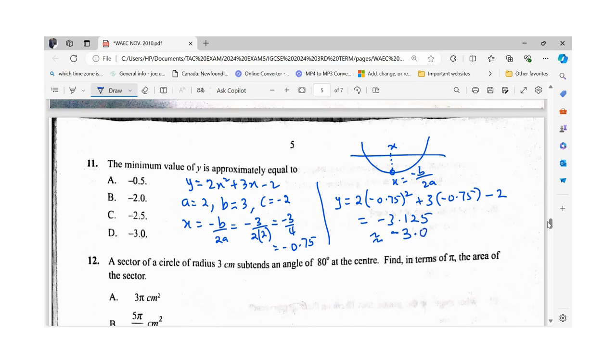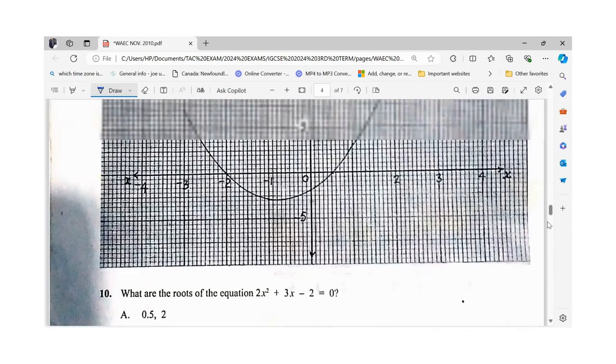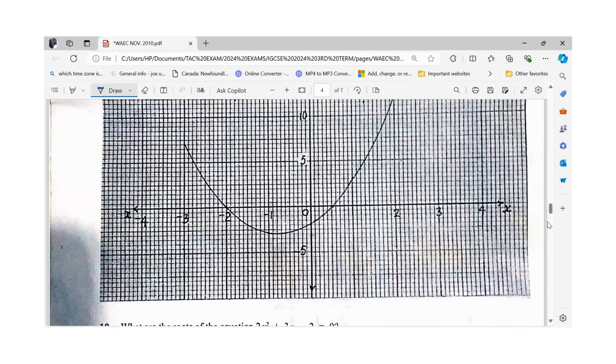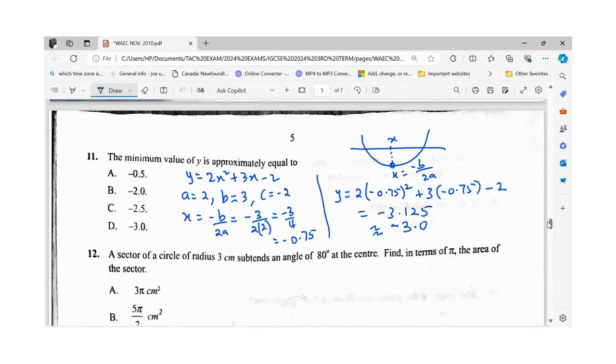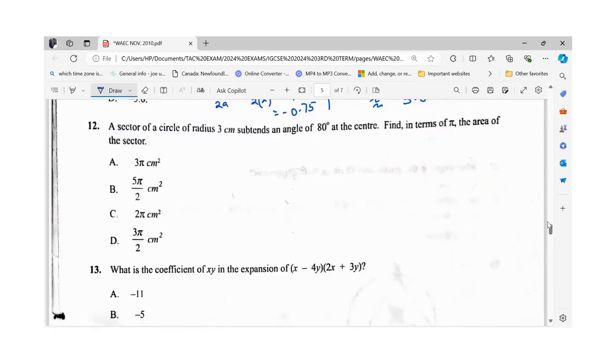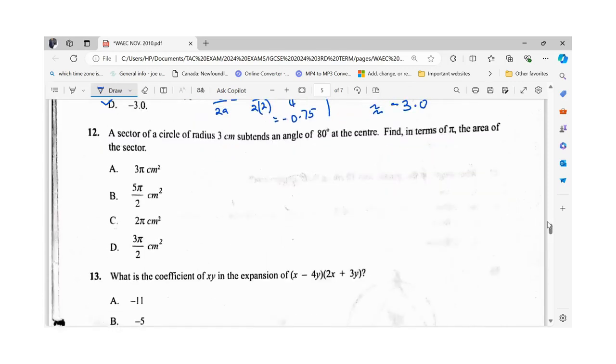Now, if you want to obtain it from the graph, you will see it around this region here. You'll see the value of y. So that's it from the graph. We pick the closest of these answers. The closest is minus 3.0, which is this option. It's approximately equal to minus 3.0. We proceed to question number 12.